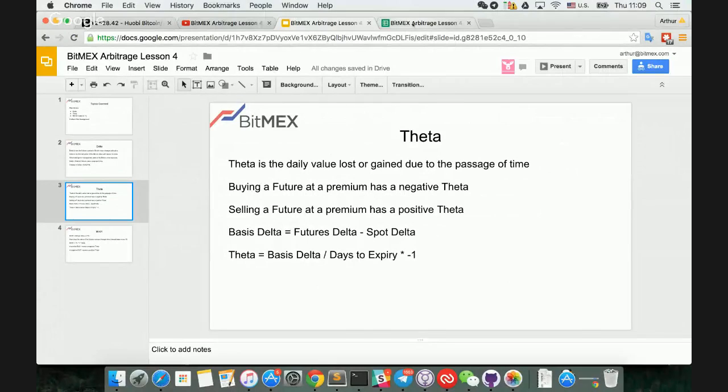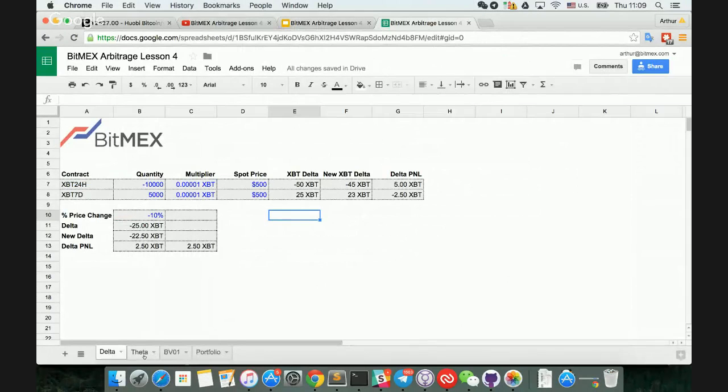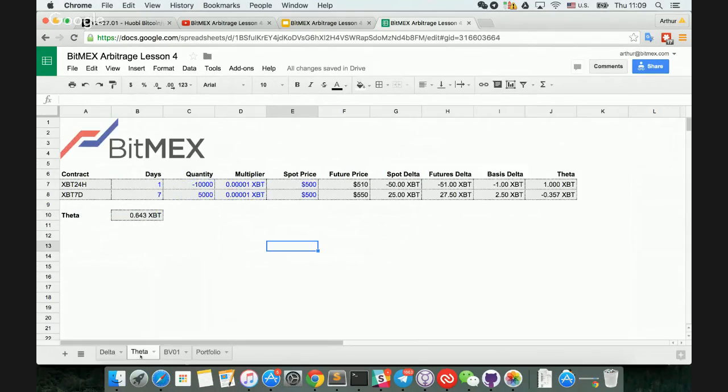So if we go back to our spreadsheet on the Theta tab, again, we have our daily and our weekly futures contracts. We're going to compute both the spot delta here based on the $500 spot price, and then our futures delta here. And now we come up with the basis delta for each contract, and then we divide by the days to expiry. So what does this mean?